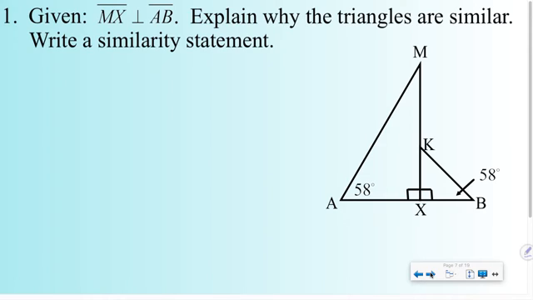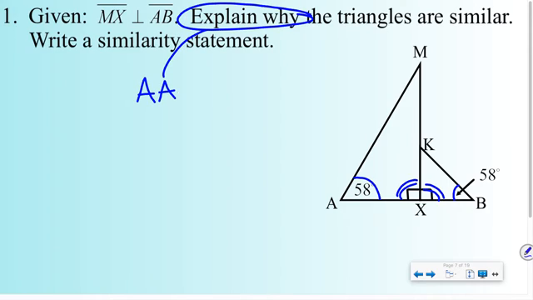MAX, congruent to KBX. There's one pair of congruent angles. Do I have any other congruent angles? Julia? AXM and BXK. Would this be enough to say that this left triangle is similar to the one on the right side? Yes. Which one of our 3 ways? Angle, angle. So when it says explain why, you just write angle, angle, similarity.